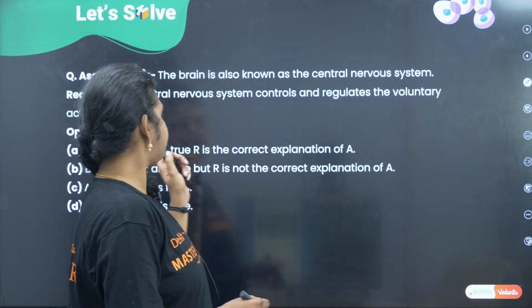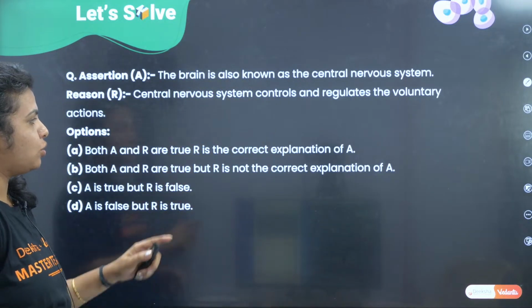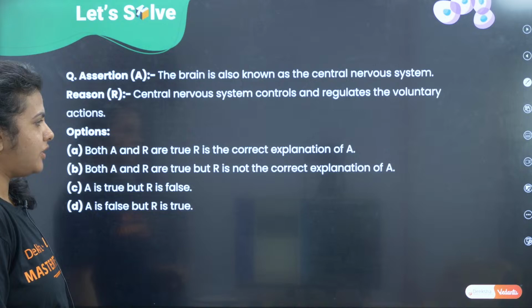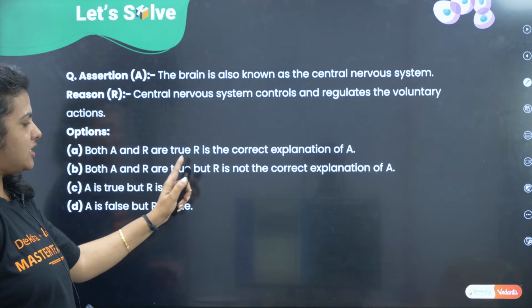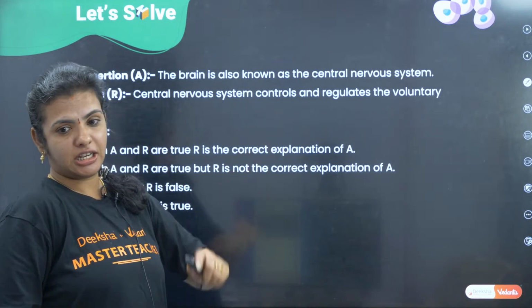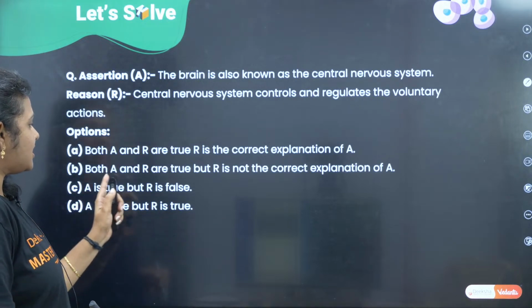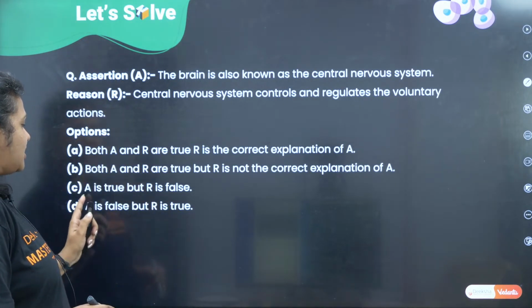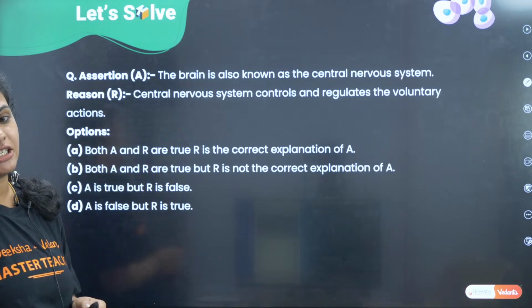A says both assertion and reason are true. Reason is a correct explanation of the assertion. B says both assertion and reason are true, but reason is not the correct explanation of the assertion. C says assertion is true, reason is false. D says assertion is false and reason is true.